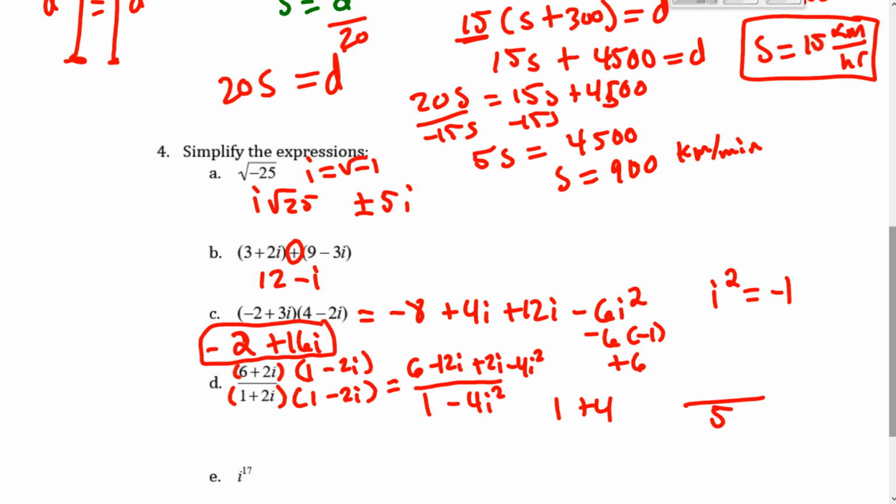So that i squared is going to be negative 1. Negative 1 times 4 is positive 4. So 6 plus 4 is 10. So we get 10 minus 10i. So this is 10 minus 10i on top. So you can simplify that and divide everything by 5. And so we get 2 minus 2i.